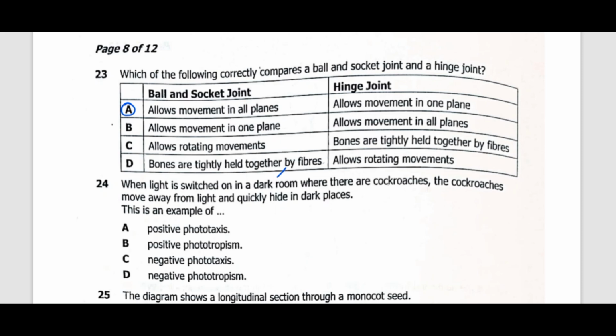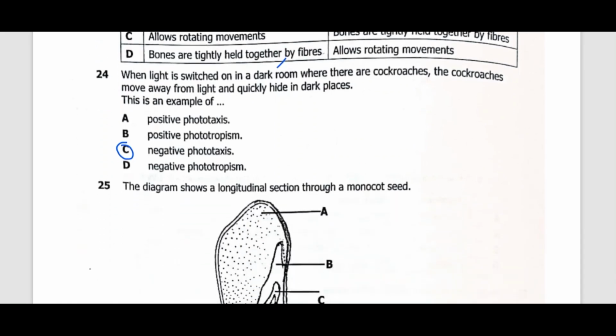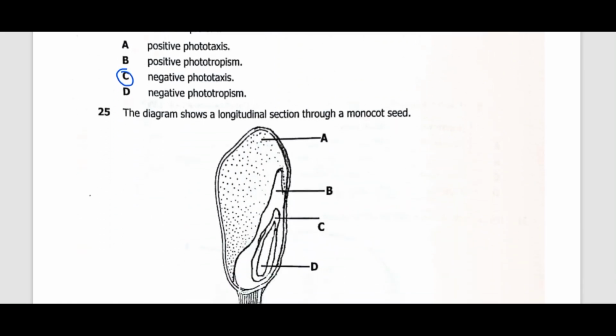Now, since it's moving away, it's negative. So whenever an organism moves away, it's negative. If it moves toward the stimulus, that is what we call a positive response. So we can now move on to question 25.